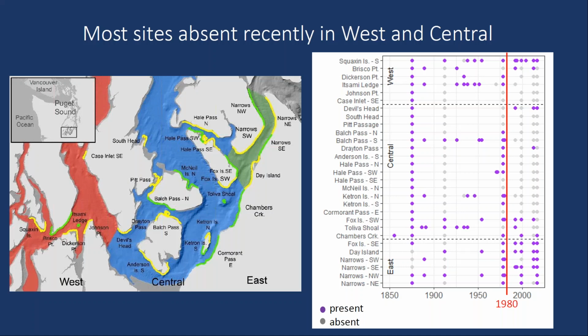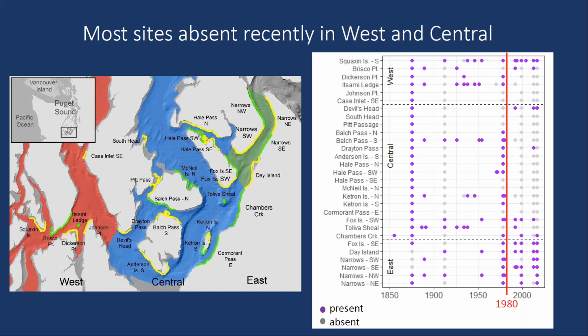And in this case, it's a very low sensitivity analysis. It's just presence or absence at every site. And you can see every time there's an observation, purple means bull kelp was observed to be present, whereas gray notes that it was observed to be absent.